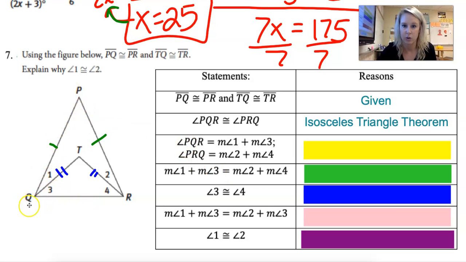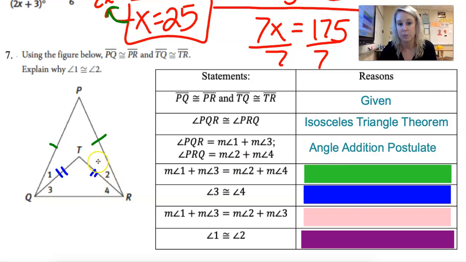Next but not least, it says PQR. So this left angle is equal to the measure of angle 1 plus the measure of angle 3. Same thing over here. PRQ is the measure of angle 2 plus the measure of angle 4. That's the angle addition postulate. Back to module 1. This total is equal to part plus part. Now you have to kind of look and see what happened.